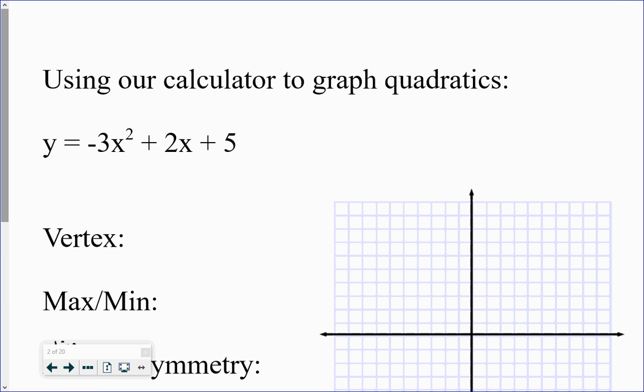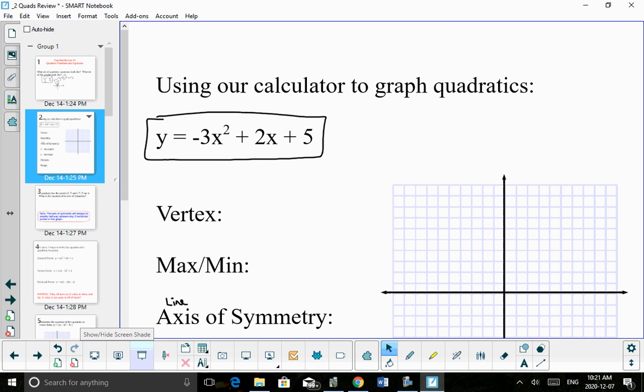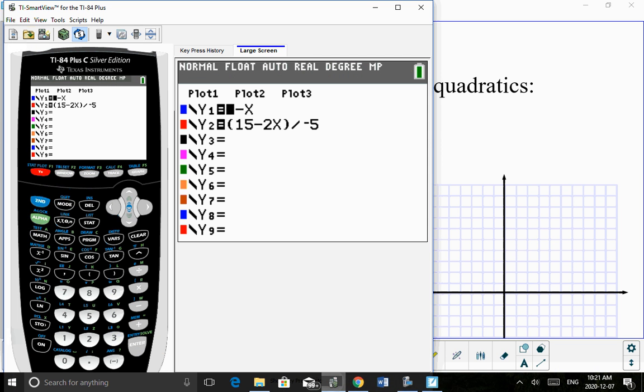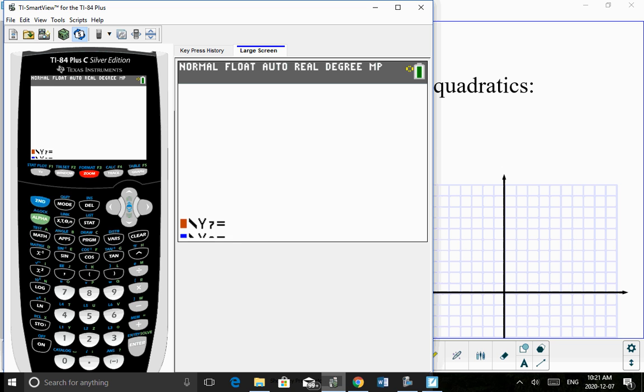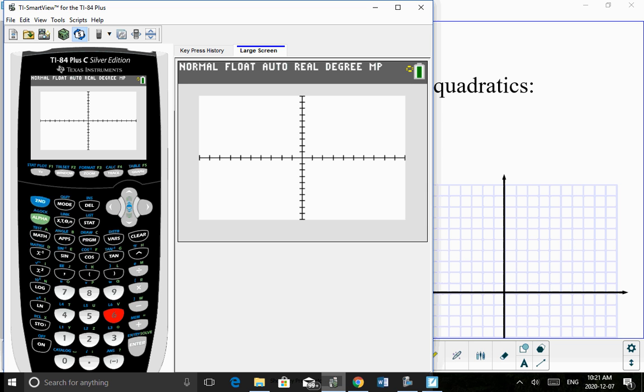So let's just go through and use our calculator, hopefully remind you of the buttons that you have to push. So we've got y equals negative 3x squared plus 2x plus 5. So I'm going to go calculator. We're going to go to y equals. We're going to clear out anything that's there. So we've got negative 3x squared plus 2x plus 5. Now, the very first time that you graph, if you're not sure what your window settings are, the very first time that you use your calculator to graph in a long time, hit zoom and hit 6, and it will automatically set your window settings to a nice 10 by 10 grid.